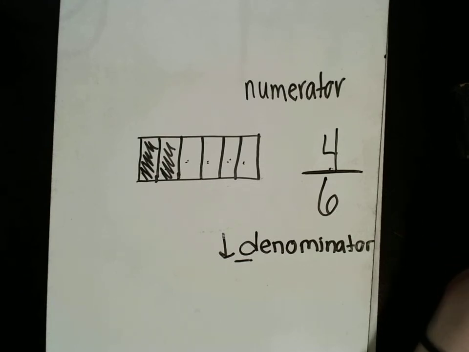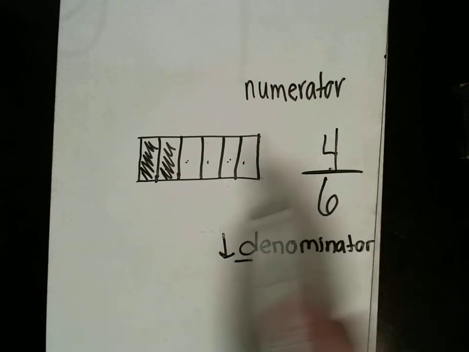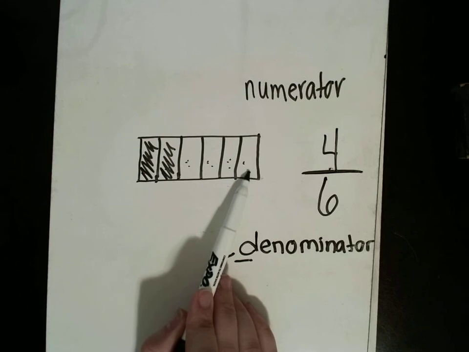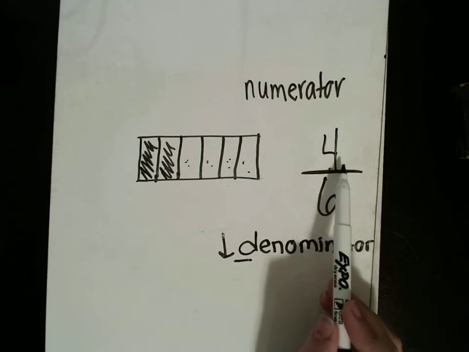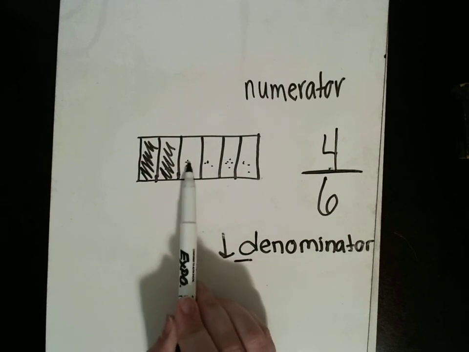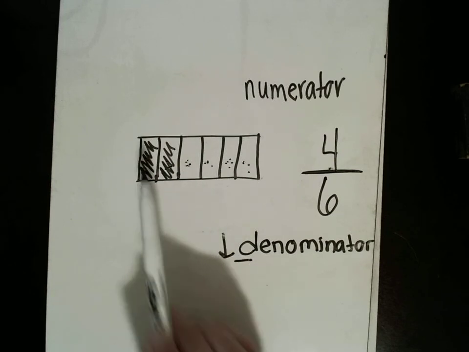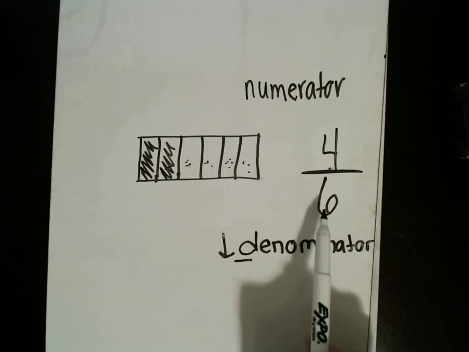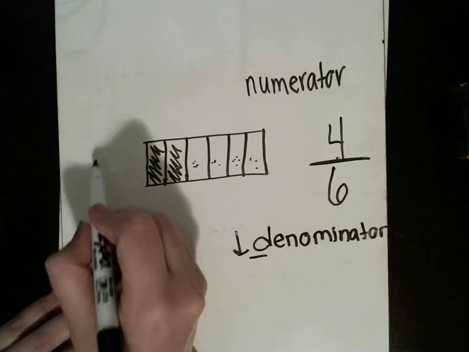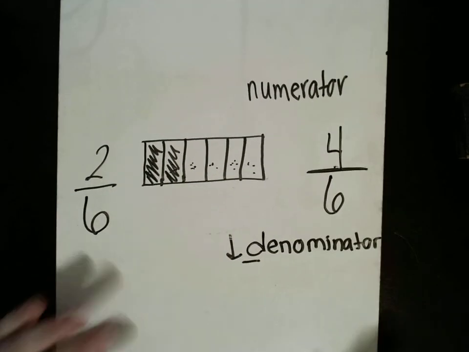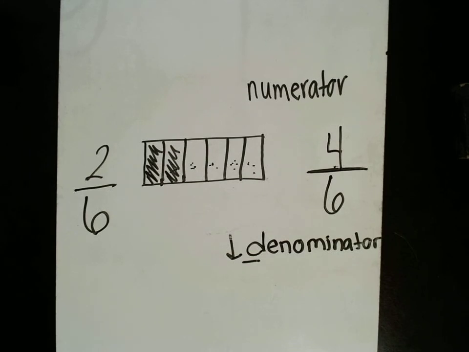Alright, so I want you guys to remember the denominator is how many equal parts there are. The numerator is either telling me how many are not shaded or how many are shaded. So 4/6 are not shaded and 2/6 are shaded in. Again, this is a region or area model.